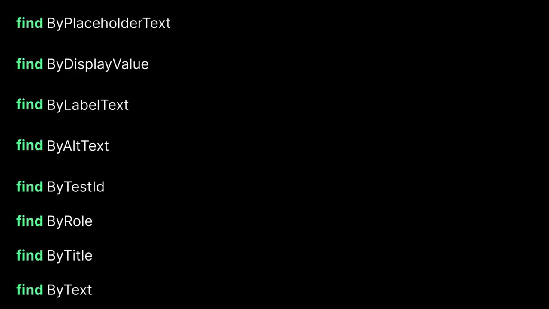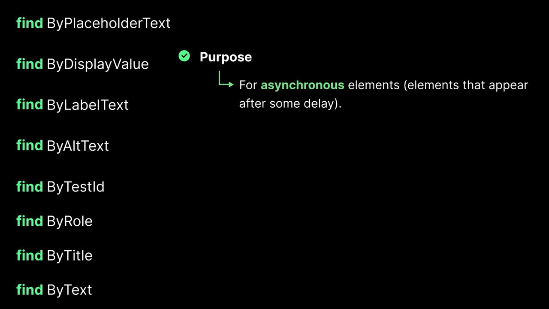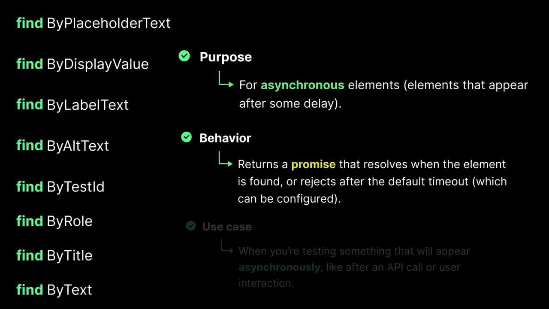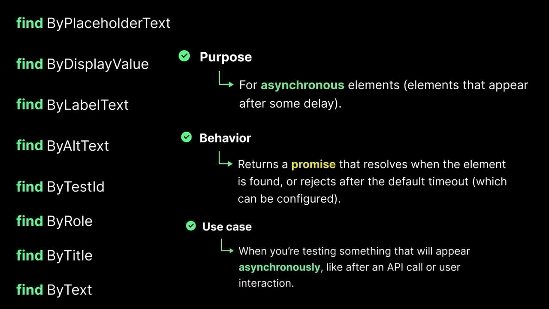And now let's talk about the final one, which is called find. The purpose is that we use them for asynchronous elements, those elements that will appear after some delay, like after some time. So we usually use find with some asynchronous code. The behavior is that it will return a promise that resolves when the element is found, or rejects after the default timeout, which can also be configured, by the way. And the use case is when you are testing something that will appear asynchronously, like for example an API call, user interaction, or database call, or something like that.